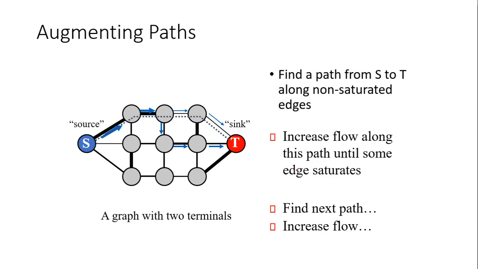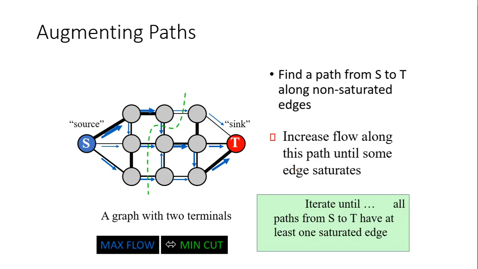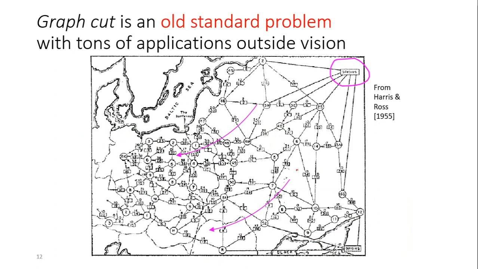When you find these paths, you increase the flow until edges saturate. Iterate until all paths from S to T have at least one saturated edge. Those saturated edges are the edges that are severed, and this max flow is equal to the min cut according to some theorem. I think it's called the Ford-Fulkerson theorem. These problems have been solved in many other contexts also, especially in transporting goods from one place to the other and finding the most effective path.